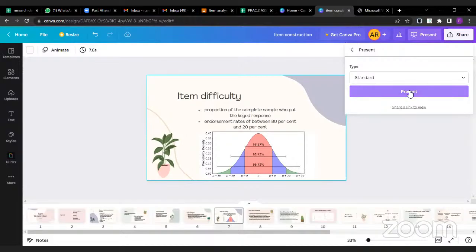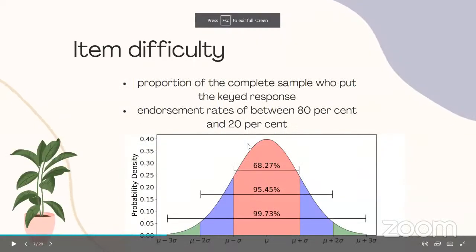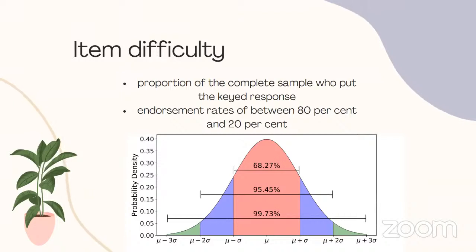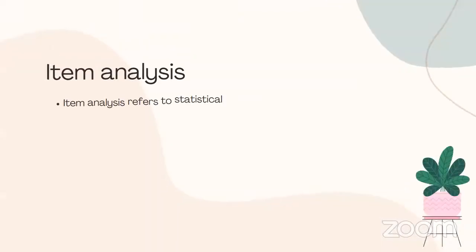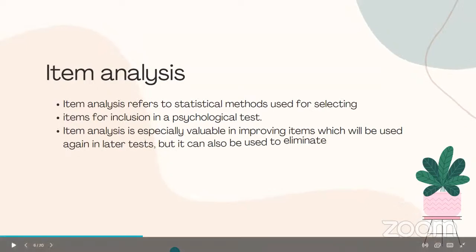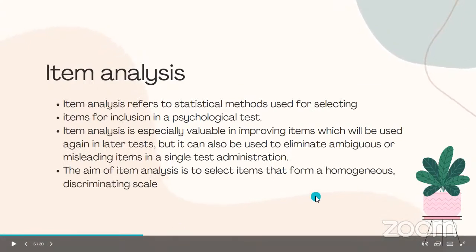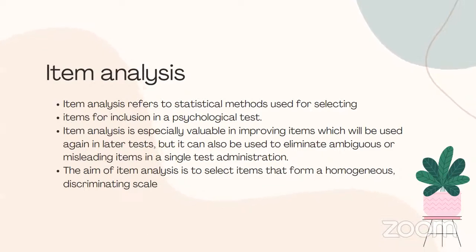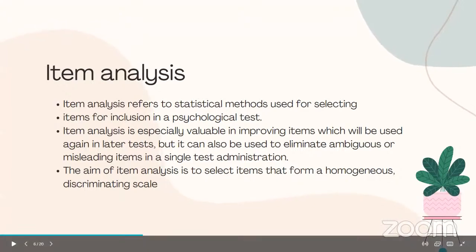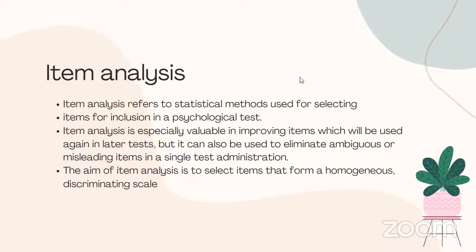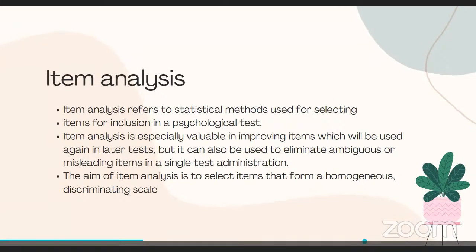So we're just going to look at a little bit of what we've already discussed. If we remember our discussion in our last class, can anyone tell me what are the two indices that we discussed in item analysis? Anyone? What are the two indices?